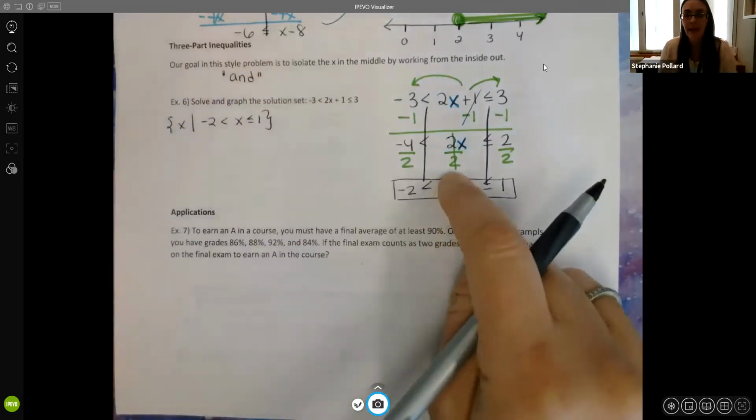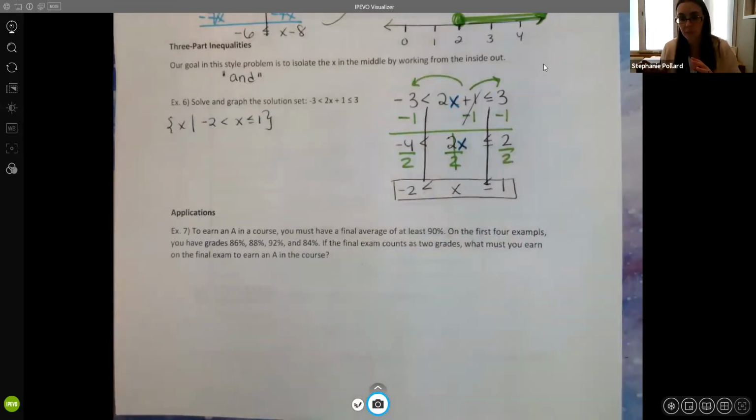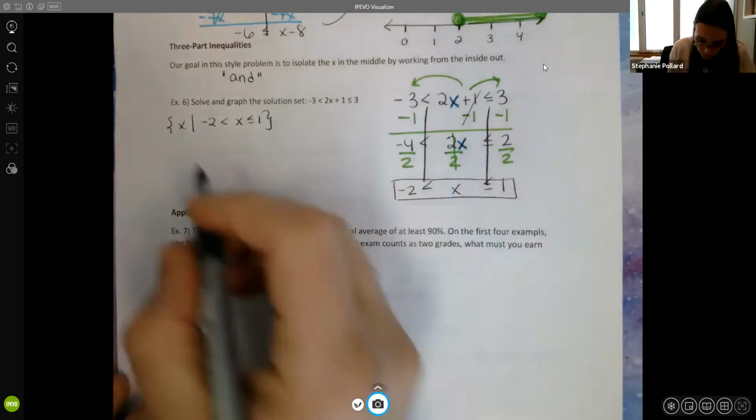Now, if you did divide by a negative, you would still flip the sign. So if this was a negative 2, then all of these would flip over. Everything flips. So you still have that same rule to watch out for.